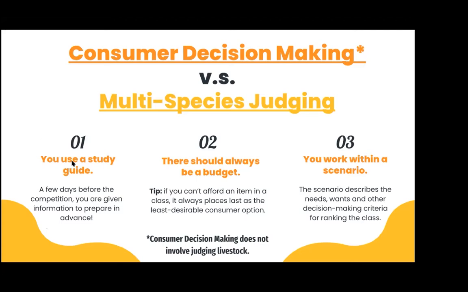Secondly, there should always be a budget. Unless you're independently wealthy, there will be times that you just can't afford the best item in the class. If you can't afford it, it has to place last. And finally, there is a story or a scenario to follow. The scenario explains the needs or wants and other criteria that are required to rank the class. Your placings of the class could change depending on the information contained in the scenario.